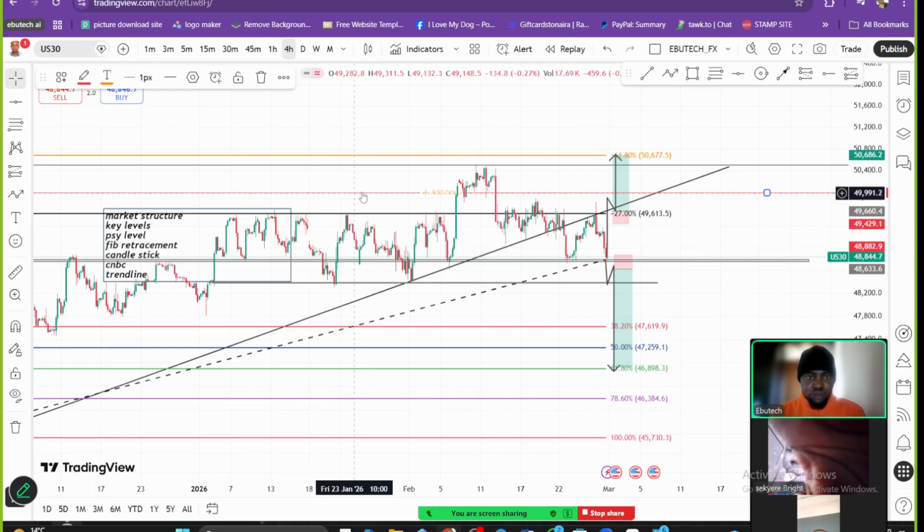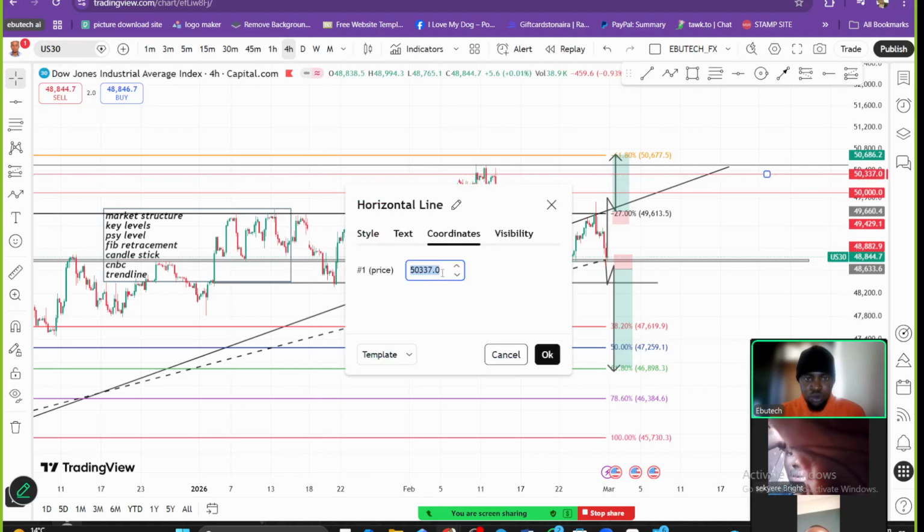So now you draw another horizontal line. I'm showing you how you can get the psychological level. You double click on it again. Once you double click on it, it's no longer going to be 50,000. You now type 50,000 and 100, because it's 100 pips. US 30 is 100 pips. The psychological levels are 100 pips. When it comes to gold, gold is 50 pips. But US 30 is 100 pips.